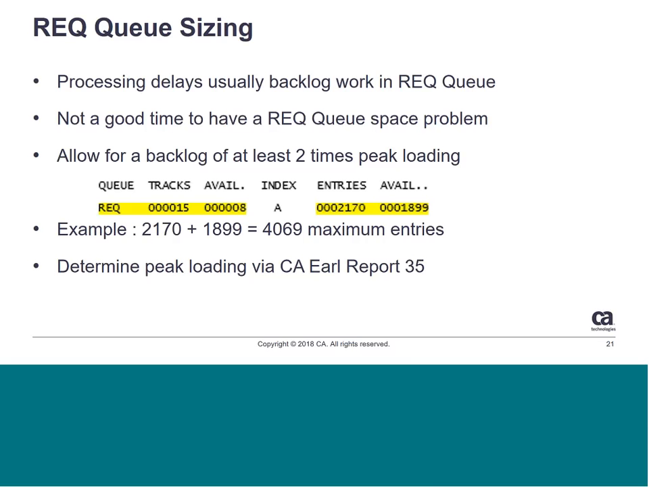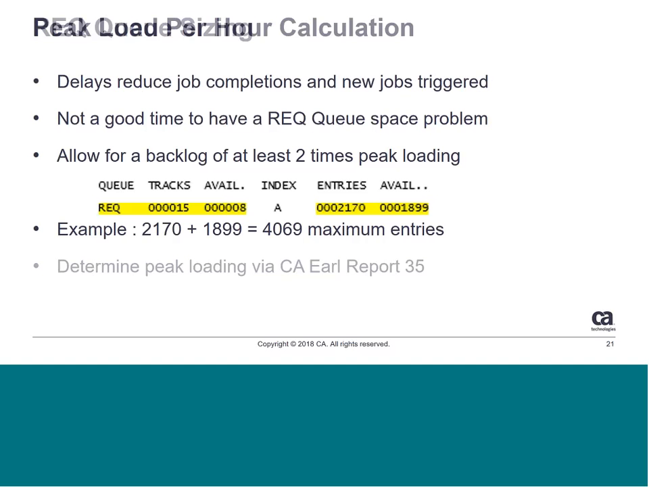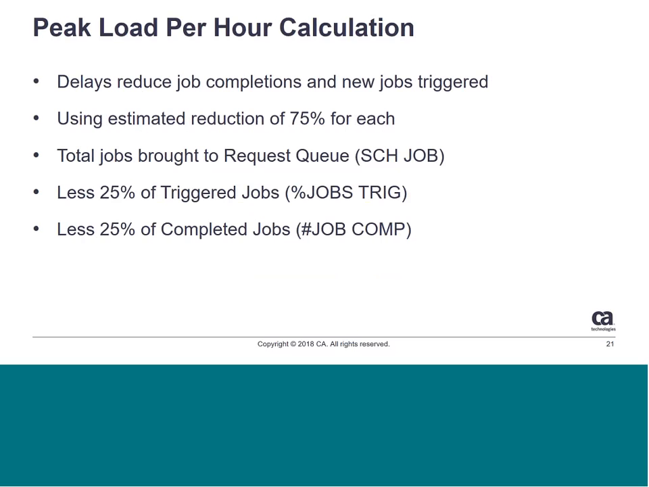So what we can do then is look at report 35 from CA or EasyTrack to determine what your peak loading is. And the basic calculation that I've used is to say, well, okay, your peak load is going to be the highest amount of jobs you have at some hour of the day.